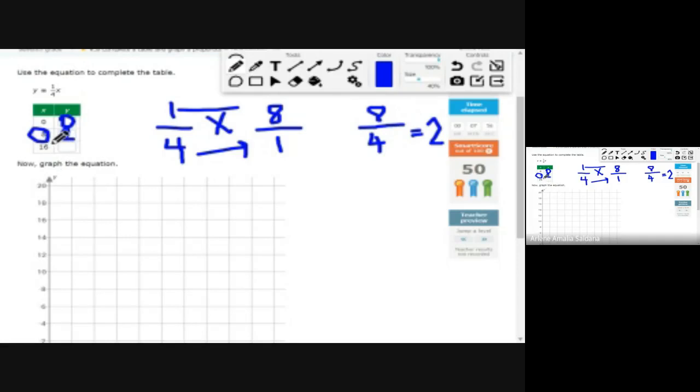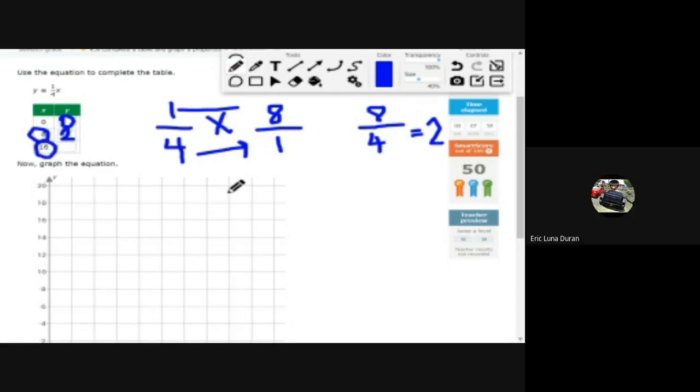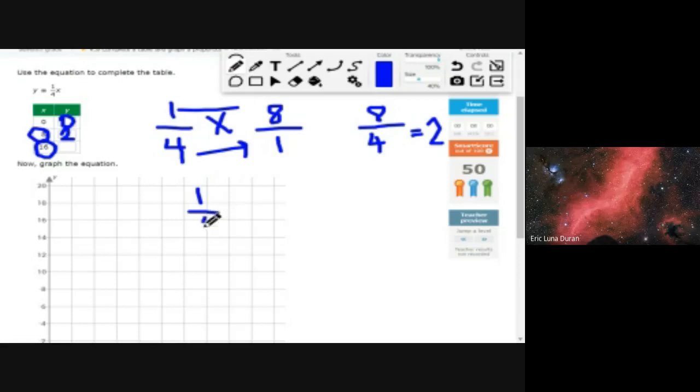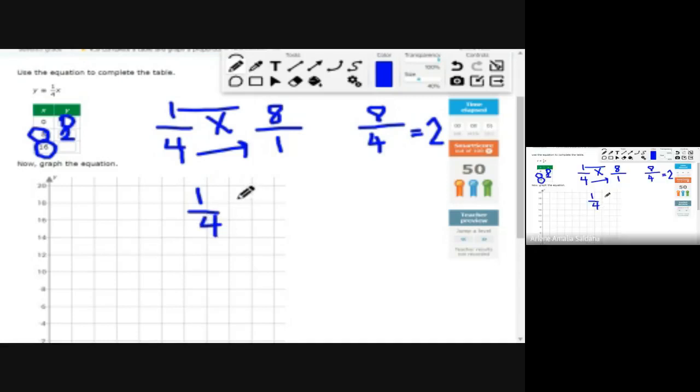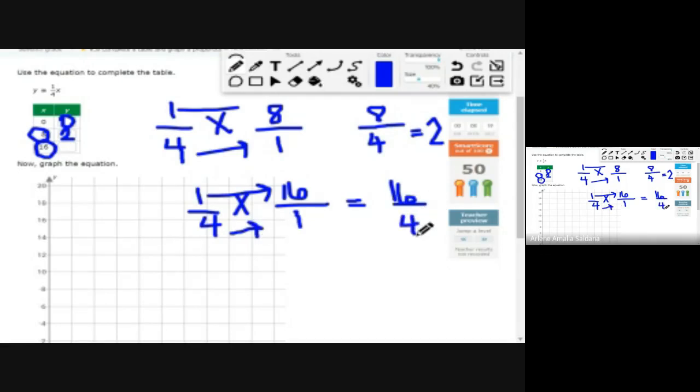Let's try this one again. So we're going to do 1/4 times 16. And we're going to put 16 over 1. So we're going to go top again. 1 times 16 is equal to 16. And then bottom, 4 times 1 is 4. So 16 over 4, if we divide that, gives us 4, because 16 divided by 4 gives us 4.